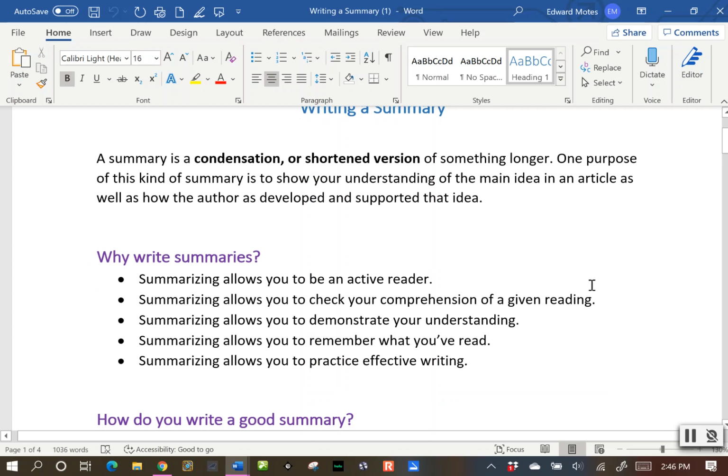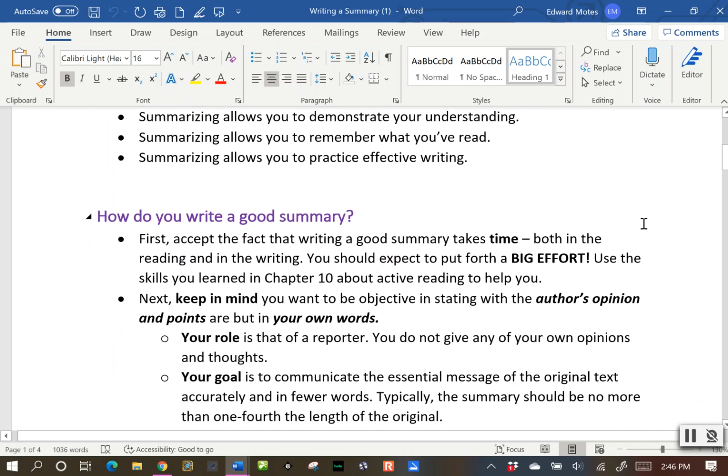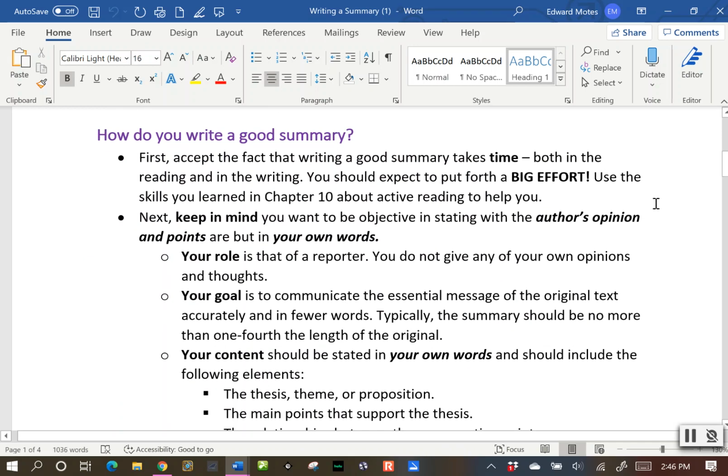So why write summaries? Summarizing allows you to be an active reader. It allows you to check your comprehension of a given reading, demonstrate your understanding, remember what you've read, and practice effective writing. And you'll write summaries not just for this class, your CCS class, you'll do it in English and psychology and history and nursing and in a lot of things. So it's important to know how to write a good summary.